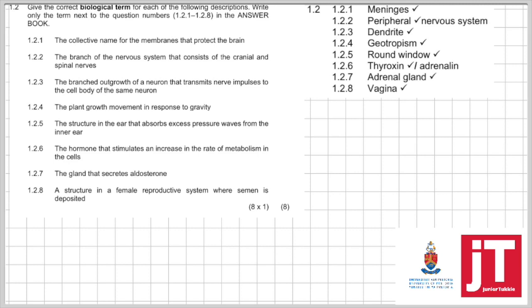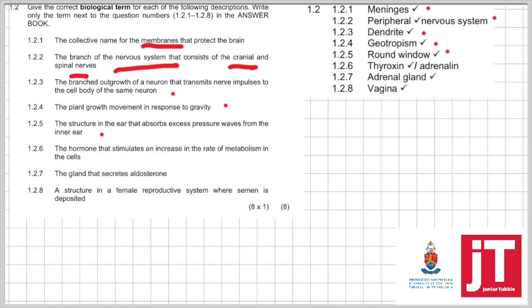1.2.1. The collective name for the membranes that protect the brain, that we know is the meninges. 1.2.2. The branch of the nervous system that consists of cranial and spinal nerves, peripheral nervous system. 1.2.3. The branch outgrowth of a neuron that transmits nerve impulses to the cell body of the same neuron, that's a dendrite. 1.2.4. The plant growth movement in response to gravity, geotropism. 1.2.5. The structure in the ear that absorbs excess pressure waves from the inner ear, we know that's the round window.